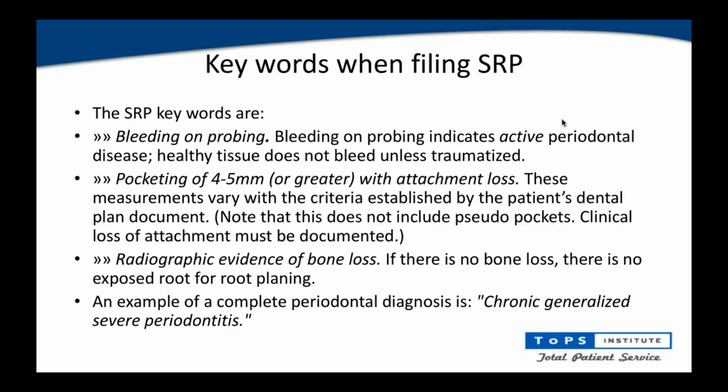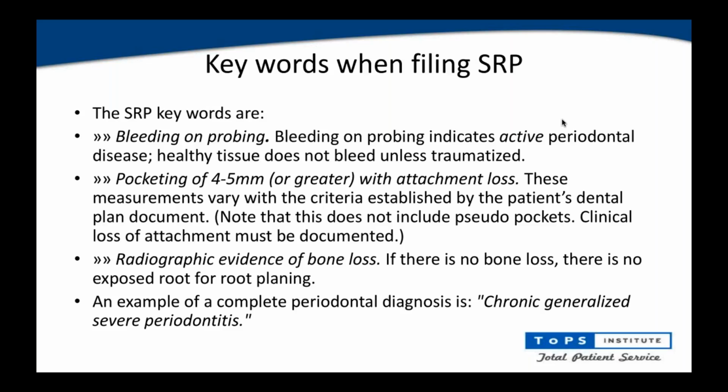So when we're filing for root planing and scaling, it's important that we make a comment on the bleeding upon probing and indicate where that activity is and where the health of the tissue is present. We need to make sure that we've got our pockets that are 4 or 5 millimeters or greater with attachment loss. And if we don't have that recession adequately marked, of course, we can't tell the true bone loss that's present.